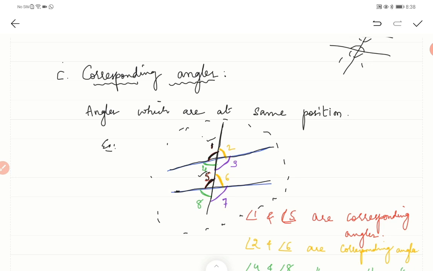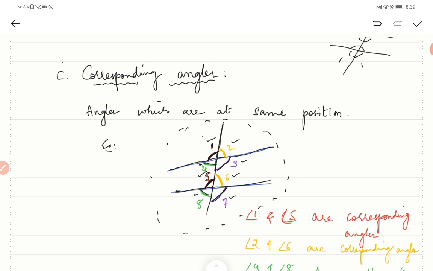Now next let's see for 2, what is the same angle for 2? It is 6. See, 3 is coming down with this line, so 7 is coming in the same position, isn't it? So 4 is also coming on the left side down, so 8 is also on the left side down. So 4 and 8, 3 and 7, 1 and 5, 2 and 6 form corresponding angles.